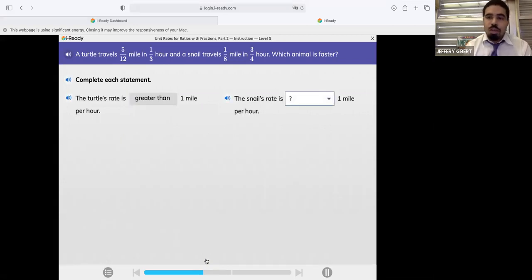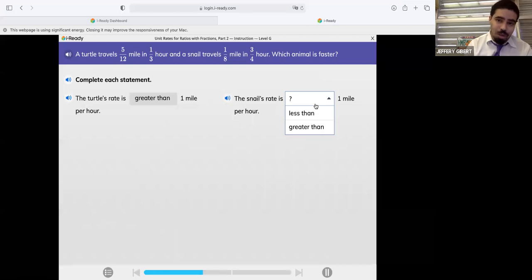The snail's rate is less than or greater than. So on this one, 3/4 of an hour is almost 1 hour. So if you double 3/4, that gives you 6/4, which is more than an hour. And if you double 1/8, that's 2/8. And you're already at over 1 hour and you're still not at 1 mile yet. You're only at 2/8 of a mile. So that means this one's definitely less than.